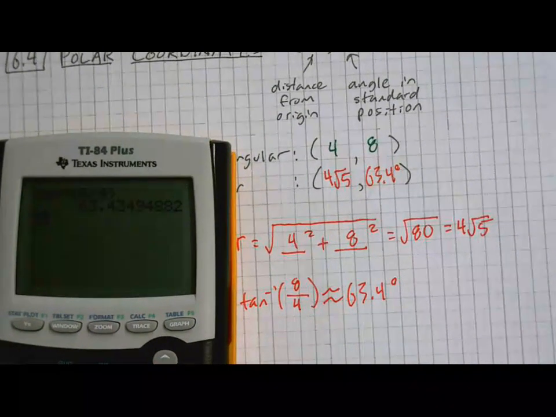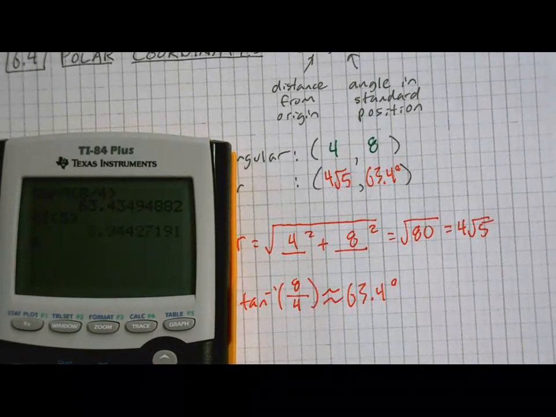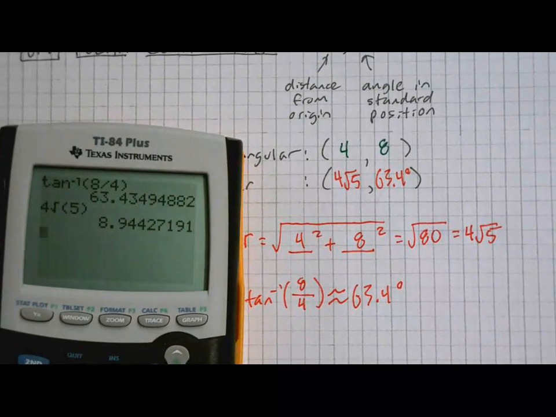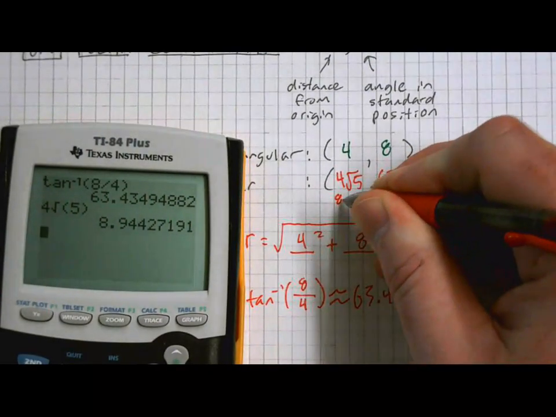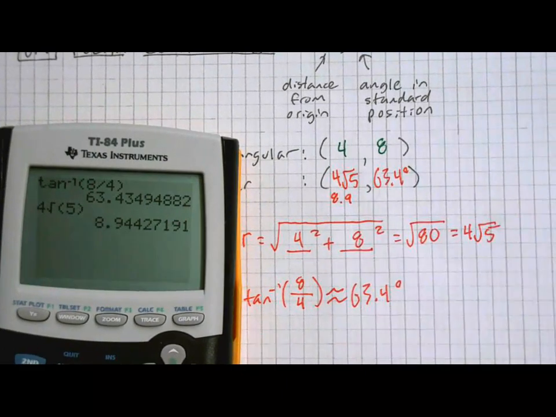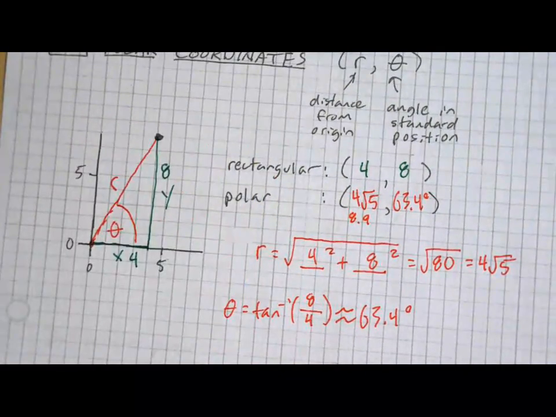What do you guys think? Is this mind-blowing? Or does this seem like something you're really familiar with that we're just sticking a different name onto? I hope so. So my R value, the exact value, would be 4 root 5.